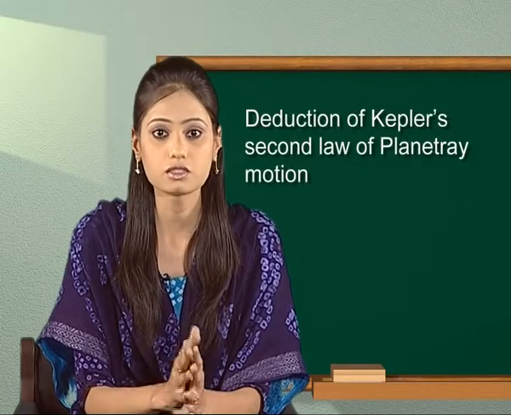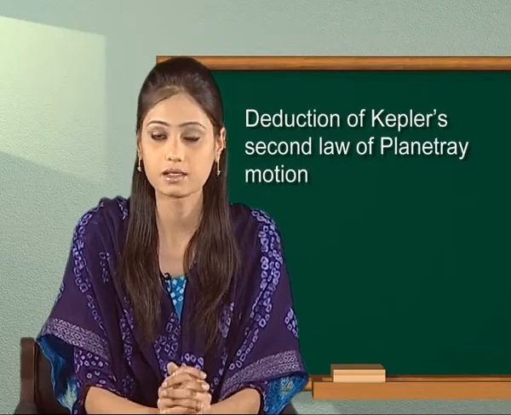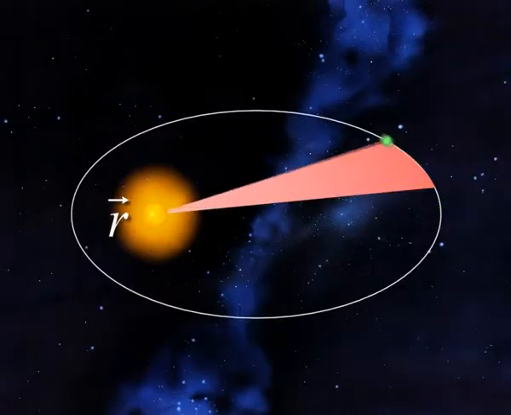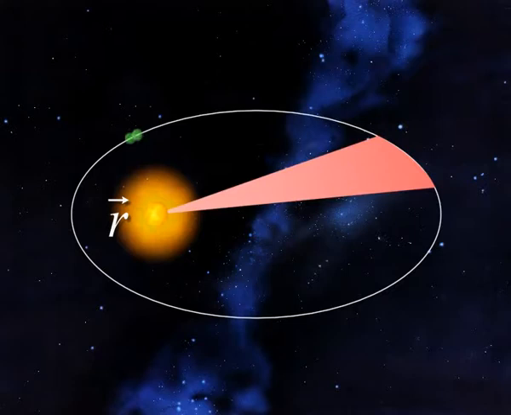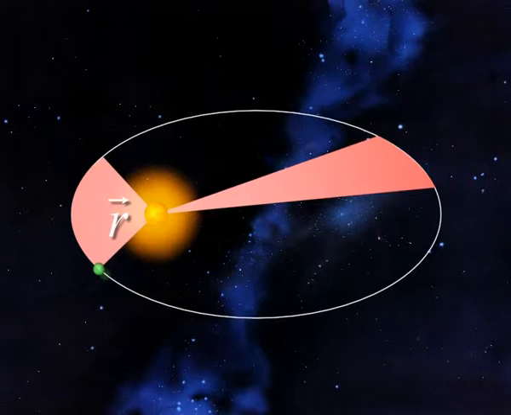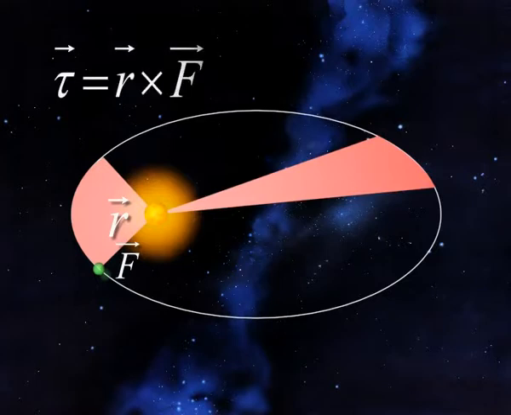Aao is nu mathematically analyze karde ha. Consider a planet moving around the sun in elliptical orbit. Let vector r be the position vector of the planet with respect to the sun, and vector f be gravitational force on the planet due to the sun. Then the torque acting on the planet due to the force exerted by the sun is given by vector tau is equal to vector r cross vector f.